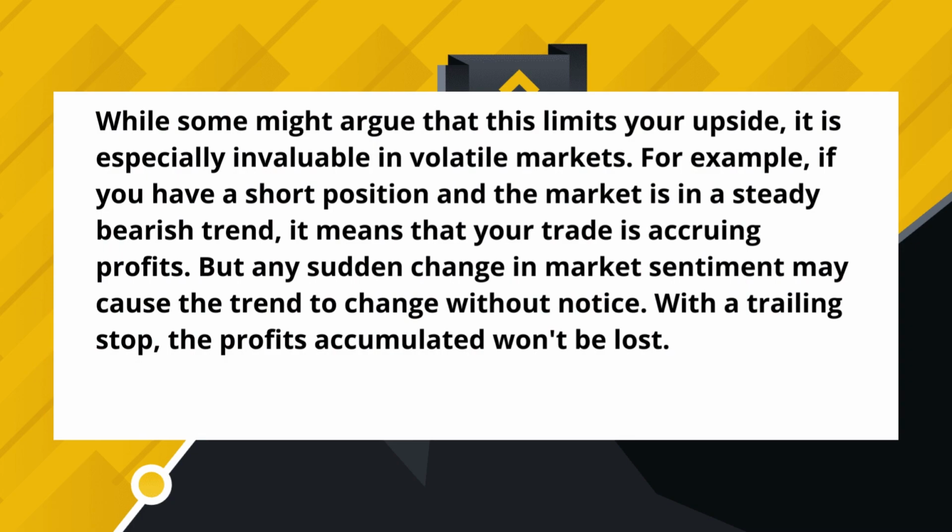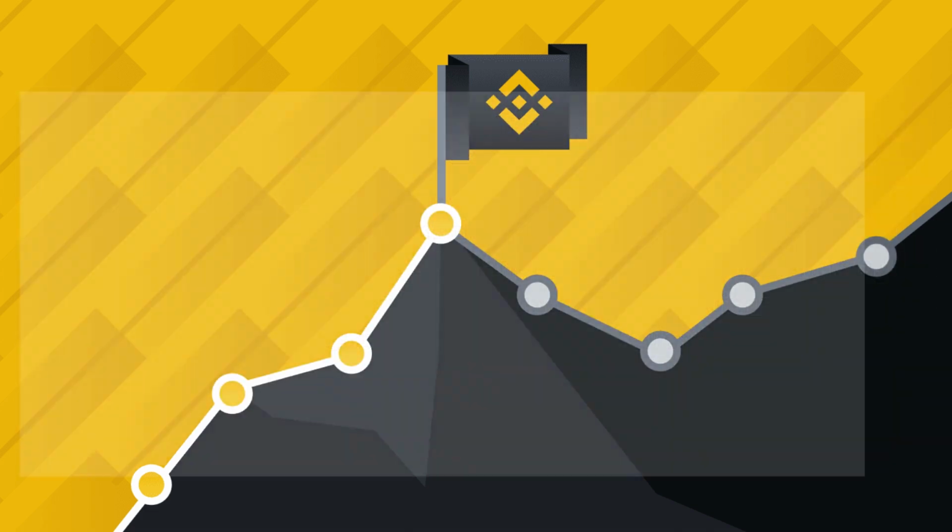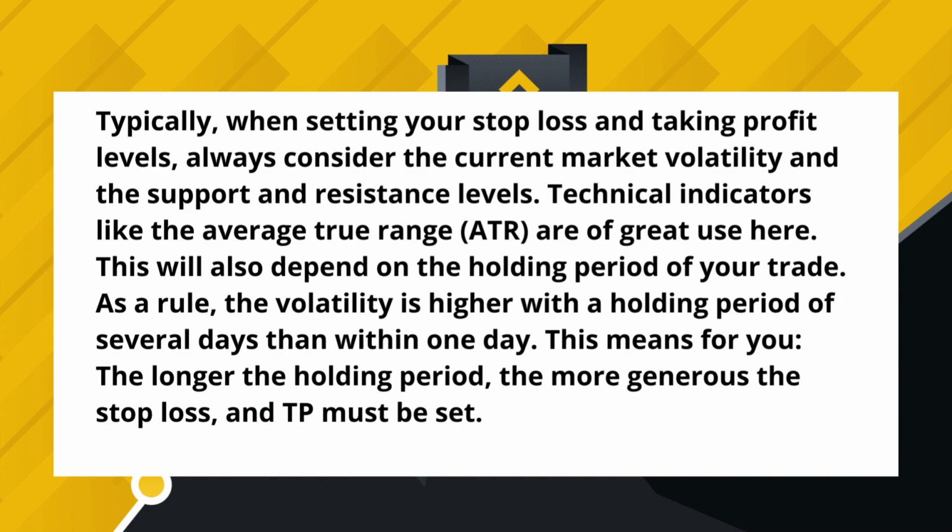While some might argue that this limits your upside, it is especially invaluable in a volatile market. For example, if you have a short position and the market is in a steady bearish trend, it means that your trade is accruing profits. But any sudden change in the market sentiment may cause the trend to change without notice. With a trailing stop, the profits accumulated won't be lost.